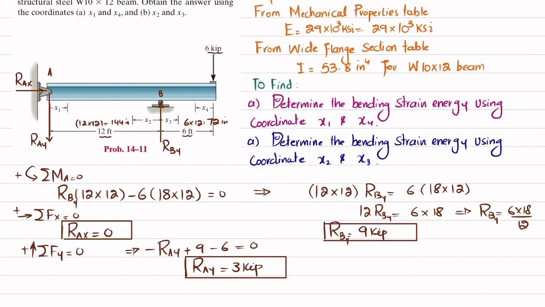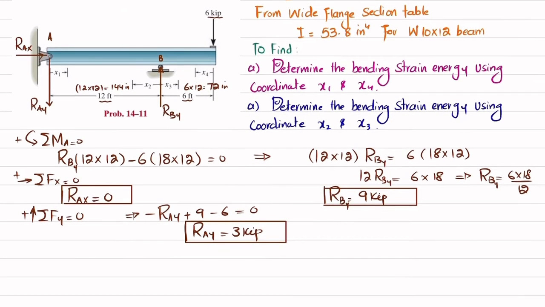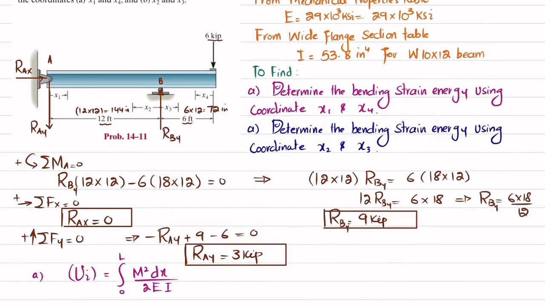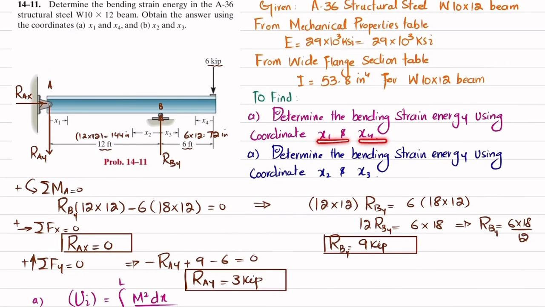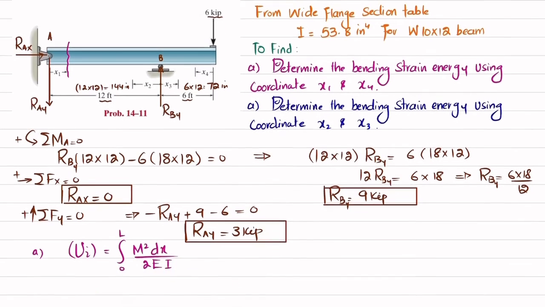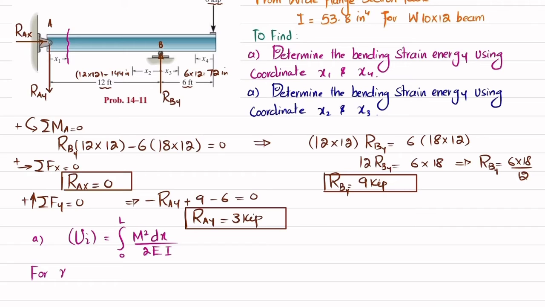So we will move toward finding the bending strain energy. We know that bending strain energy is equal to the integral of M squared dx over 2EI, from 0 to length L. So what we are going to do is first solve this using the x1 and x4 coordinates. For x1 we will cut the beam over here, and we will draw the free body diagram. So for the x1 coordinate, I cut the beam and draw the free body diagram.